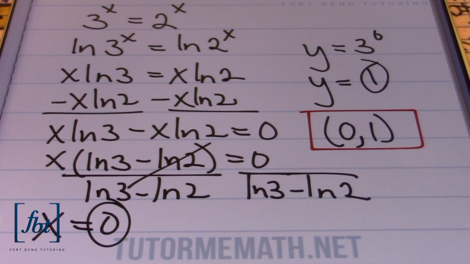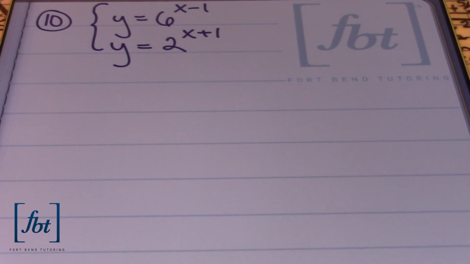And now we're on our final problem. I know, it's been a long time coming. Here it is. Problem number 10. We have 6 to the x minus 1 equals 2 to the x plus 1. That's what we have.